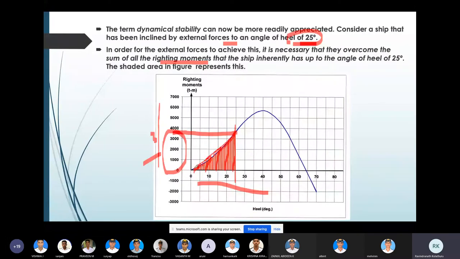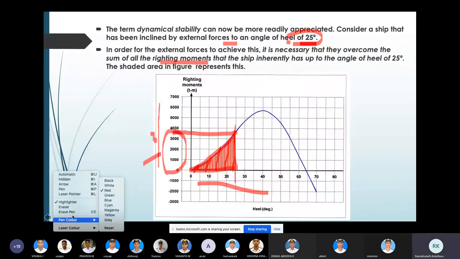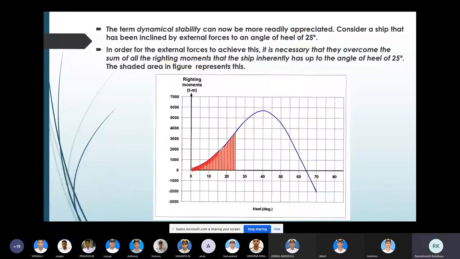Now, how do you find the area under the GZ curve? How do you find this area? If I want to find out this area, how do I find it? Don't know. So Simpson's rule. Yeah, exactly. Good, Simpson's rule. I don't know whether you said it confidently or with a doubt.